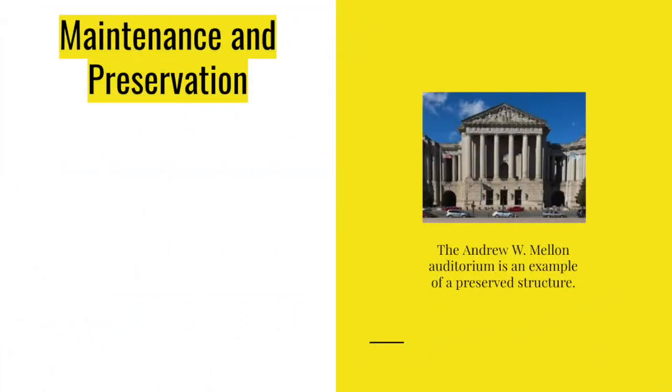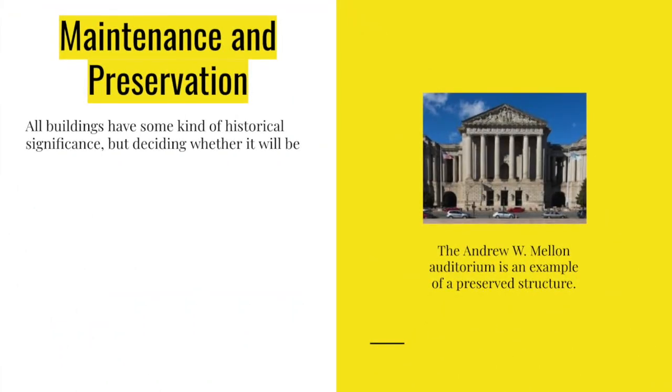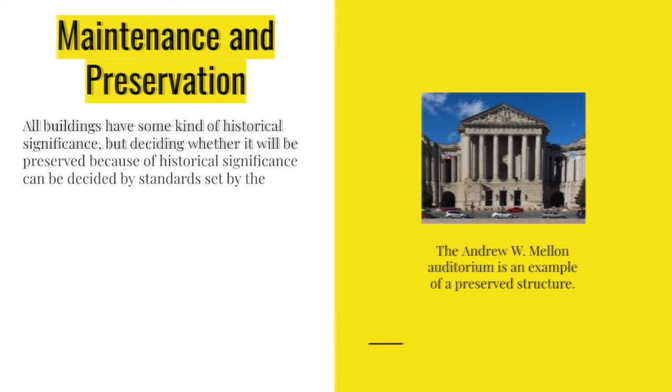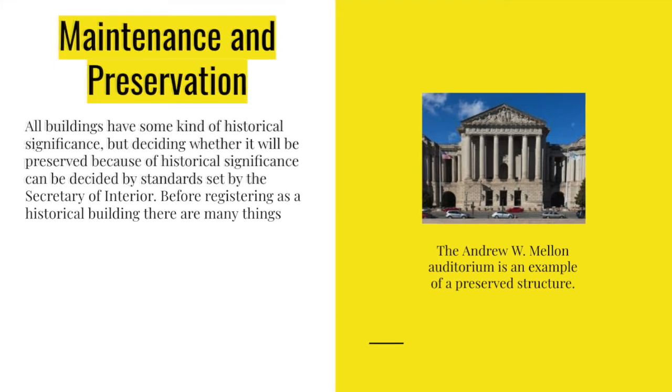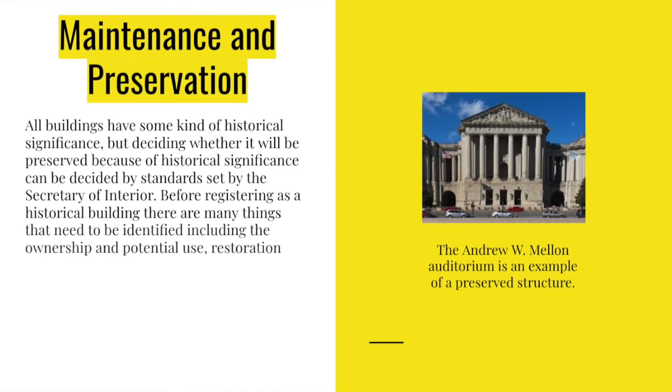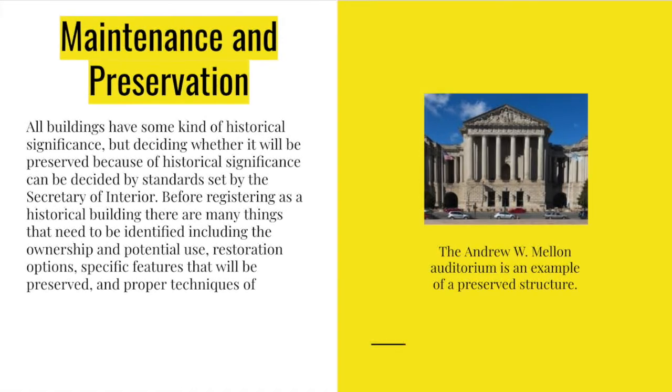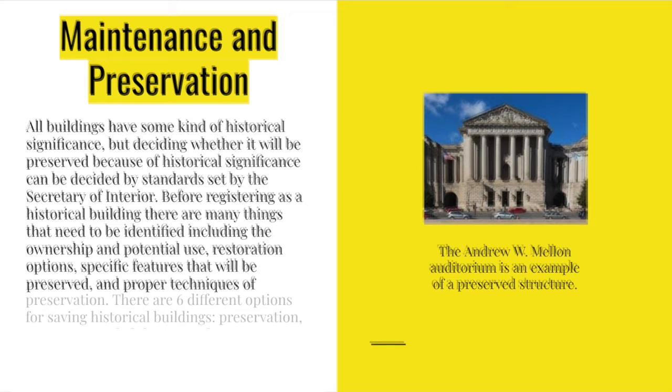Maintenance and preservation. All buildings have some kind of historical significance, but deciding whether it will be preserved because of historical significance can be decided by standards set by the Secretary of Interior. Before registering as a historical building, there are many things that need to be identified, including the ownership and potential use, restoration options, specific features that will be preserved, and proper techniques of preservation.